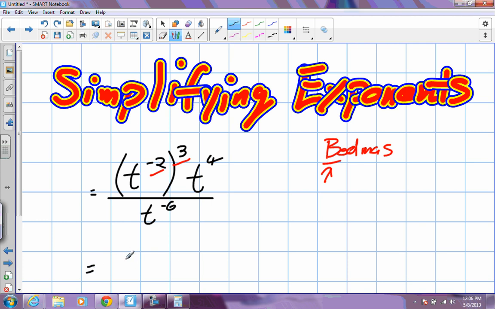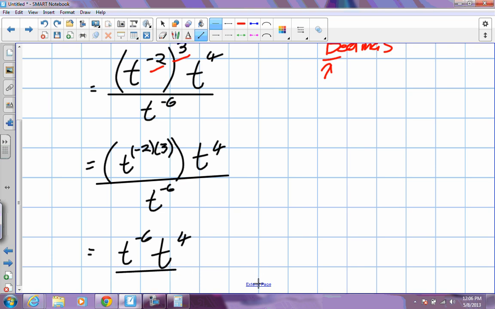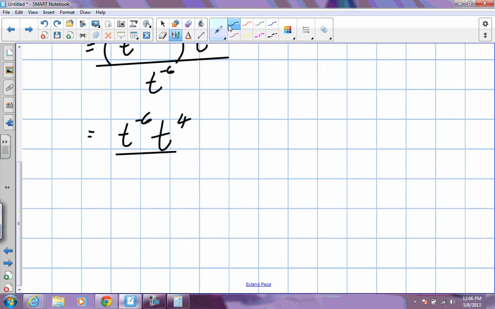This becomes t to the power of negative 2 times 3. And then we'll have t to the power of 4. And it's still going to be above t to the power of negative 6. So we simplify our bracket first. Negative 2 times 3 will give us what? Negative 6, good. So we then have t to the negative 6 times t to the power of 4, over t to the power of negative 6.